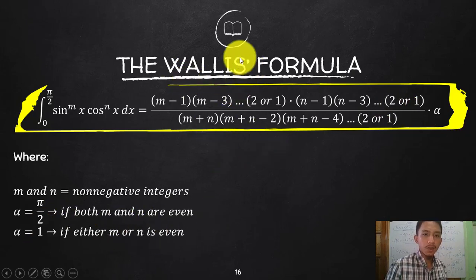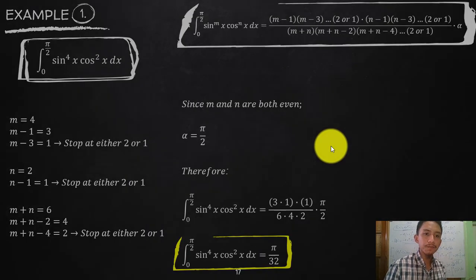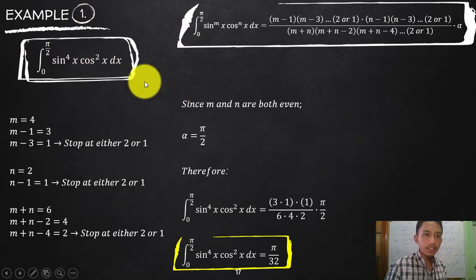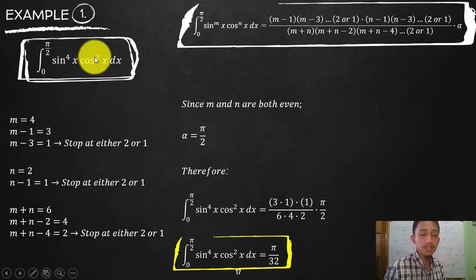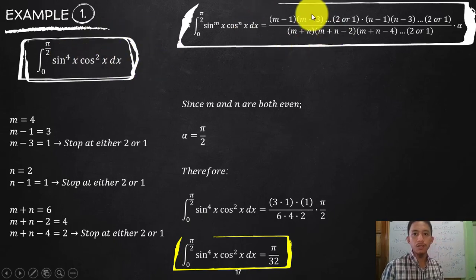So again, for us to save time integrating your powers of sine and cosine, if you have your limit from 0 to pi over 2, then you can just apply Wallis formula. An example for applying Wallis formula here is, as you can see, the integral from 0 to pi over 2 of sine to the 4th of x times cosine squared of x dx. Our powers are positive, so actually you can apply what we call Wallis formula.